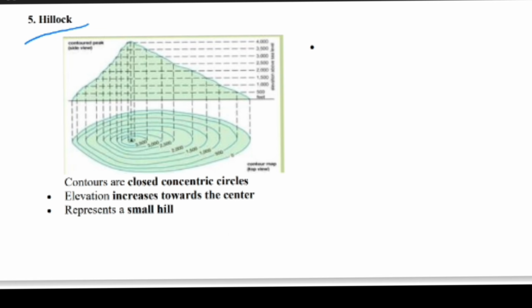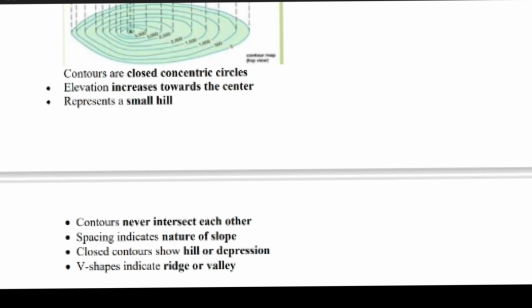Next are hillocks. How the hill and contours will be: very close concentric circles, a number of concentric circles will be present. The elevation increases towards the center. It represents a small hill. Contours never intersect each other. Spacing indicates the natural slope. Contours are very close in hilly and depression areas. As I have given above, V shapes indicate valley and ridge.